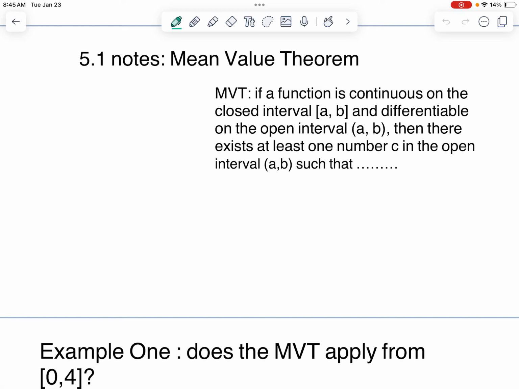This unit is called Analytical Applications of Differentiation. Last unit was all about contextual applications, so like real world. This is going to be more about connecting the first function to the derivative to the second derivative and the way that all those things connect together. And so the first thing we're going to talk about today is a new theorem. It's called the mean value theorem.